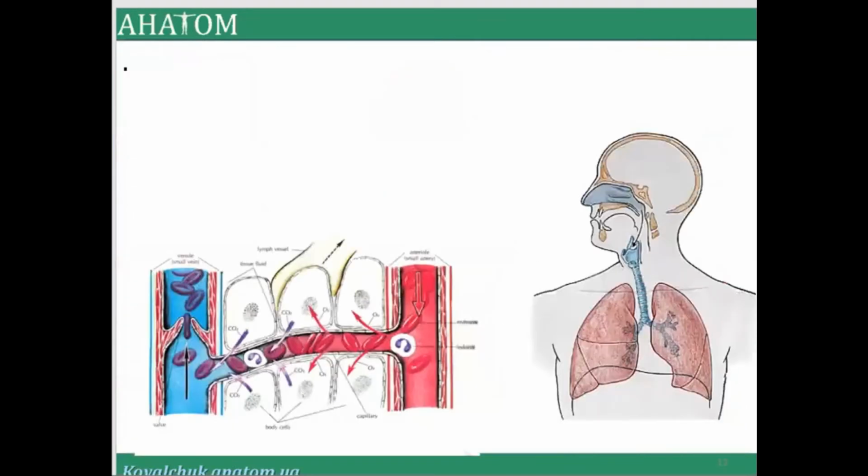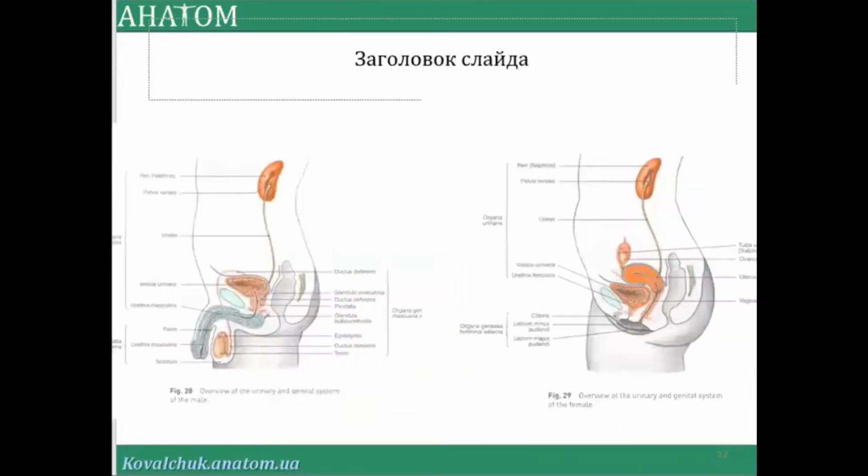Next one, respiratory system. Respiratory system, upper and lower respiratory ways: nasal cavity, pharynx, larynx, trachea, bronchus, and lungs. Lungs with bronchus are located in the thoracic cage, in the chest, and exchange oxygen in the respiratory system.